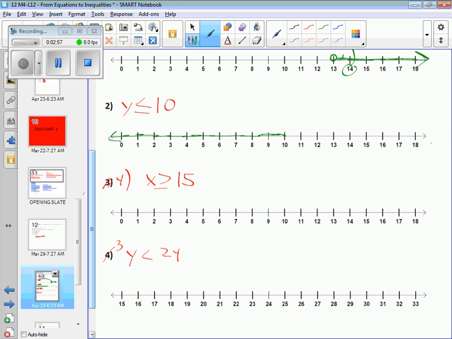10, yes or no? Yes. How do you know? It has a line underneath. So how do you show it on a number line? Can't make it an open circle because that would mean it would not include 10. What do you do? You shade the circle. Solid, we call it a solid dot. Look at the difference. Open dot, closed dot. That's how I refer to it.